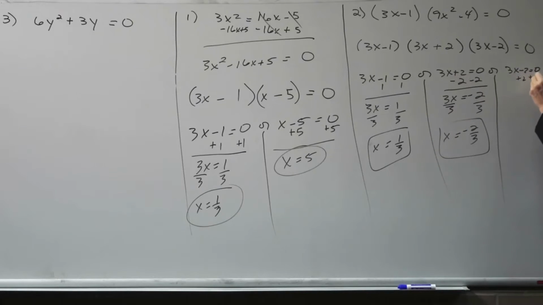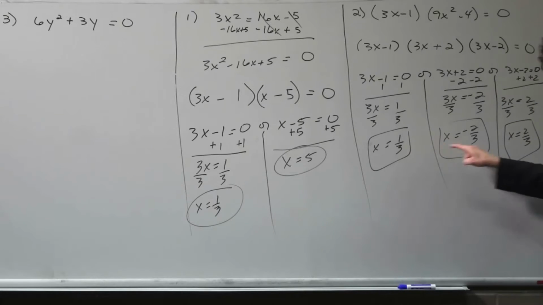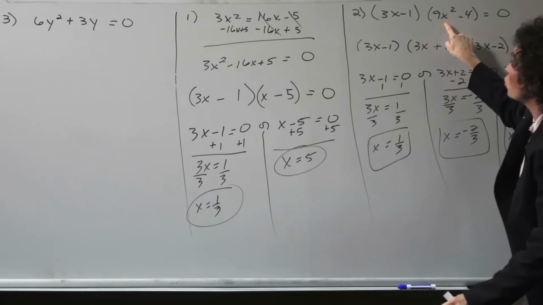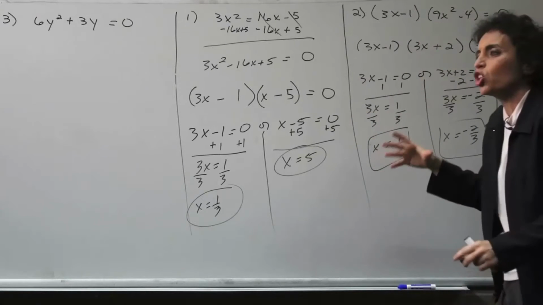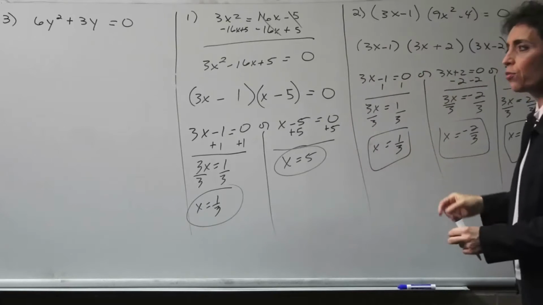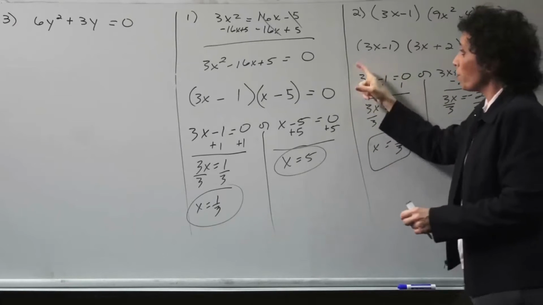Final answer: add 2. 3x equals 2. Divide by 3. x equals 2/3. And again, you can put this in set notation. So 1/3, negative 2/3, and positive 2/3 is my answer for that one. There's 3 answers. Guess why? Because 3x times 9x squared is 27x cubed, which makes it a cubic equation, and therefore we get 3 answers. So that was the first 2.